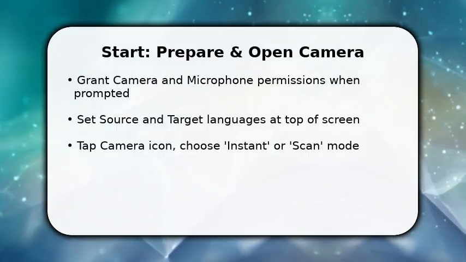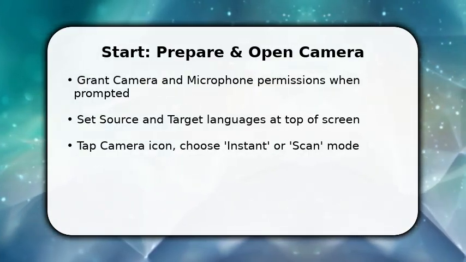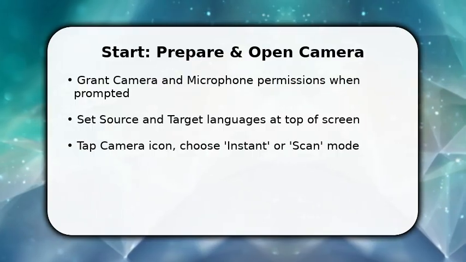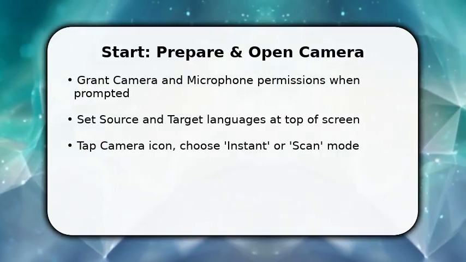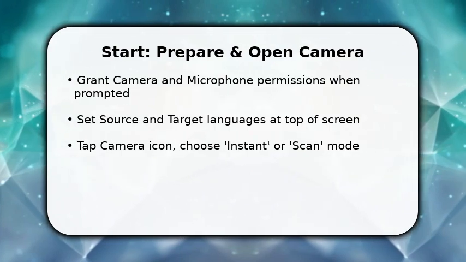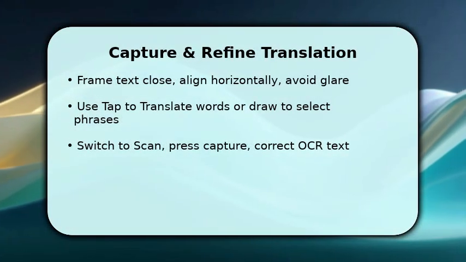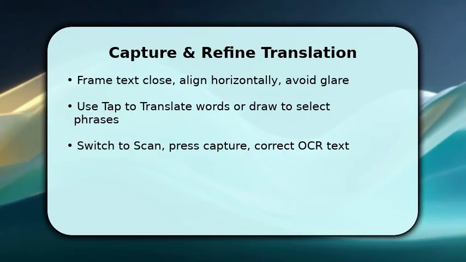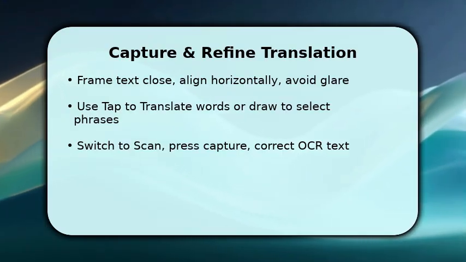Once done, point your phone at text and hold steady so the app begins OCR. Steady framing speeds recognition and reduces errors. With the camera live, position the text inside the frame and eliminate glare or shadows. Good lighting improves OCR accuracy.